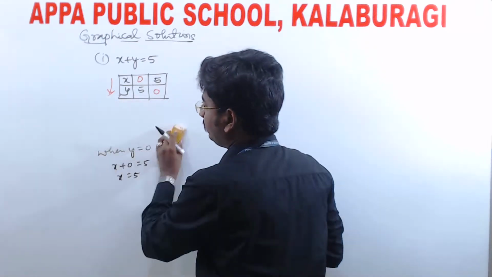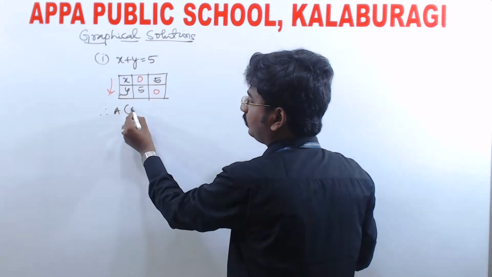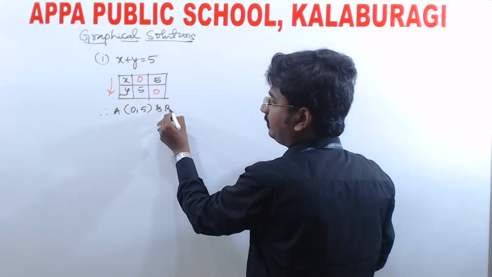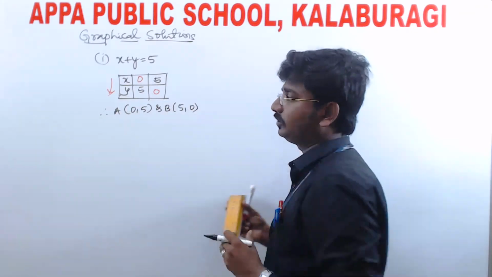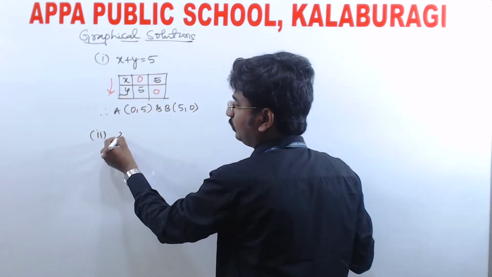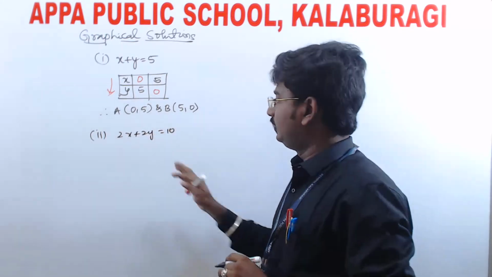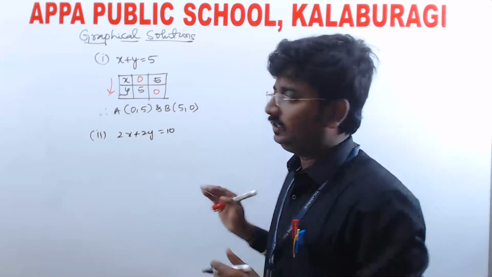So now what will be the points? Therefore, point A is 0 comma 5 and point B is 5 comma 0. So this is about the first equation. What is the second equation? 2x plus 2y equal to 10. 2 and 10 we can cancel, right?